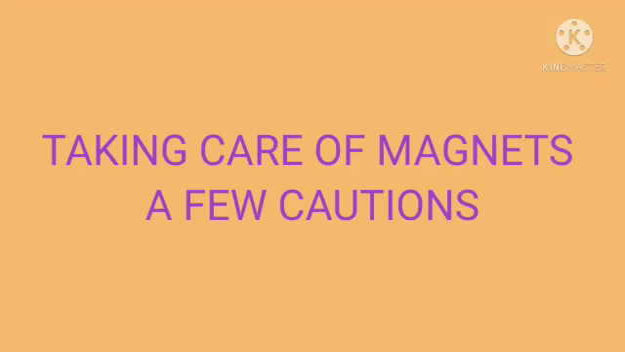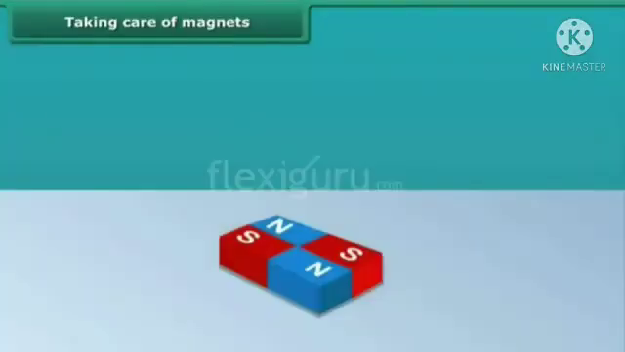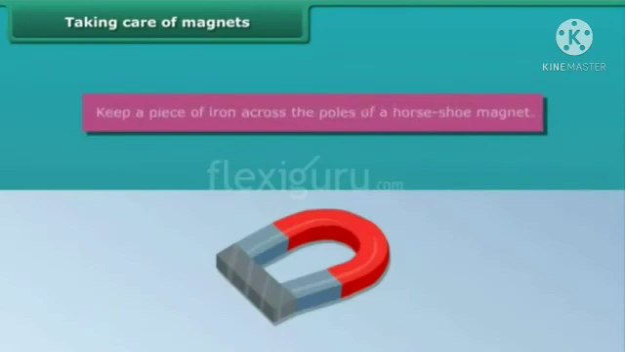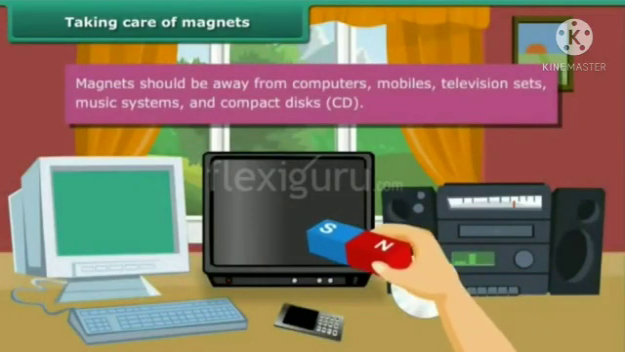But we have to take care of magnets, otherwise they lose their magnetic property. Do not hit, hammer or drop magnets from a height. If so, they will lose their magnetic property. For proper storage, keep bar magnets in pairs with their opposite poles on the same side. Keep an iron piece across the poles of the horseshoe magnet. Keep the magnets away from electrical appliances.